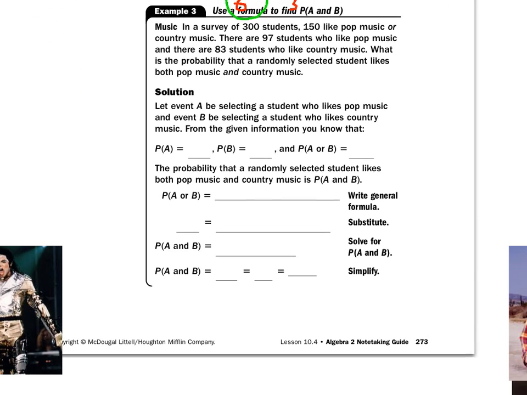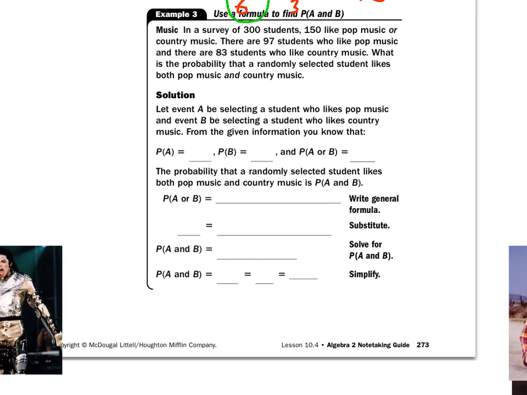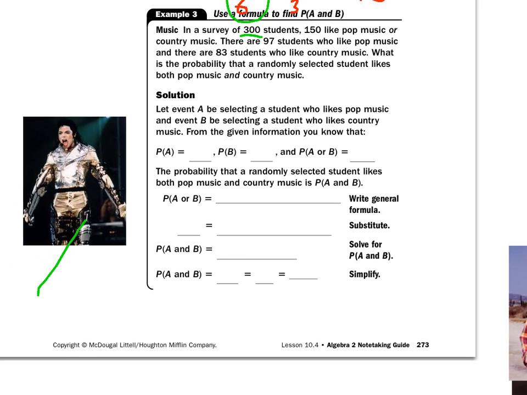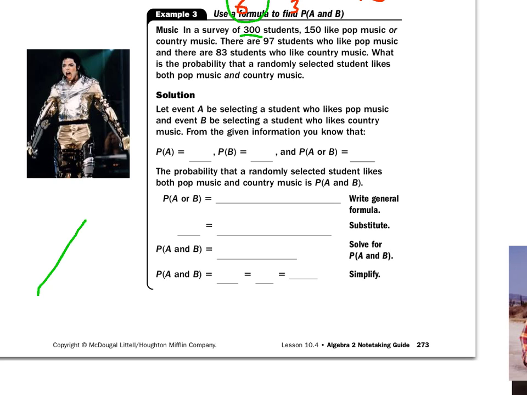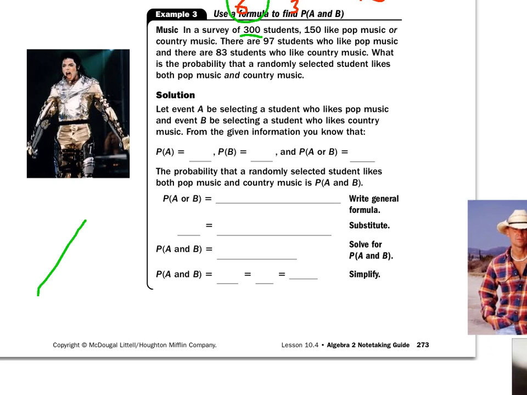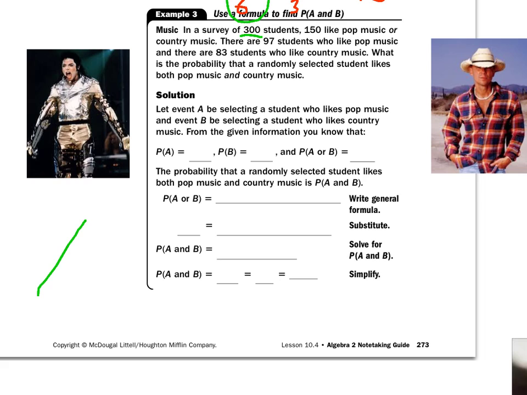These next guys here. Music. In a survey of 300 students, 150 of them like pop music or country music. Then 97 students like pop music, and we're talking about the original MJ. When we're talking about country music, we might be talking about somebody like Kenny Chesney.